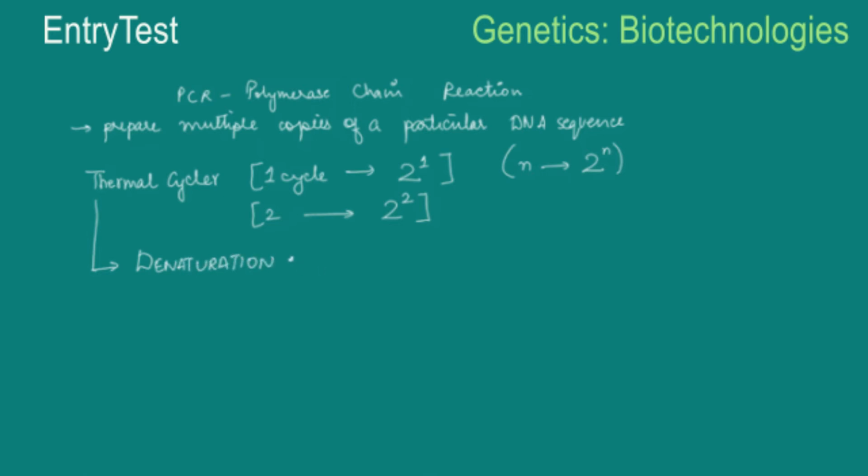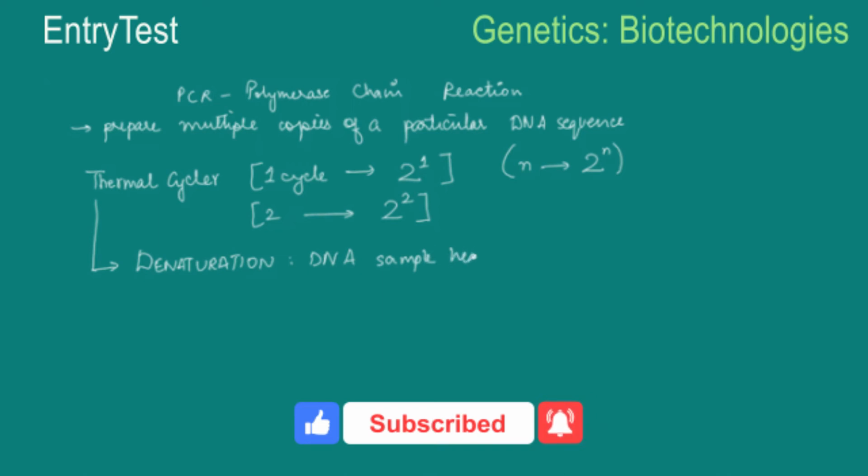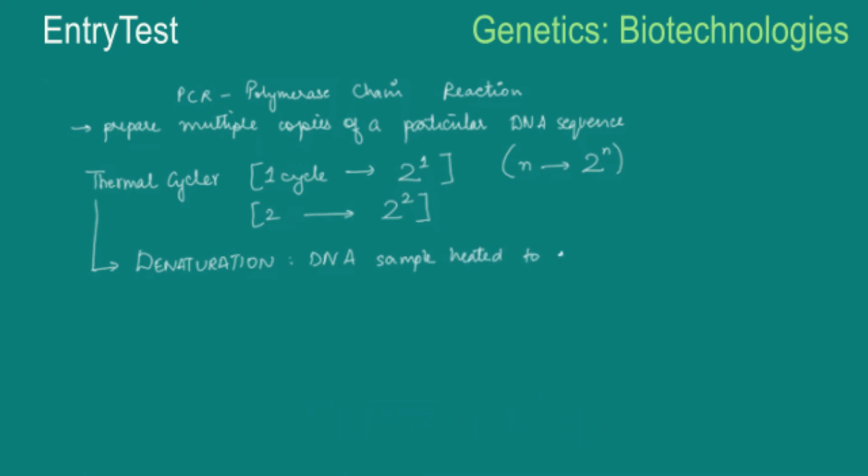Denaturation refers to the process wherein the DNA sample is heated and it is separated into the 2 strands. So the DNA sample is heated to separate into the 2 strands. The second step that happens after denaturation is annealing.